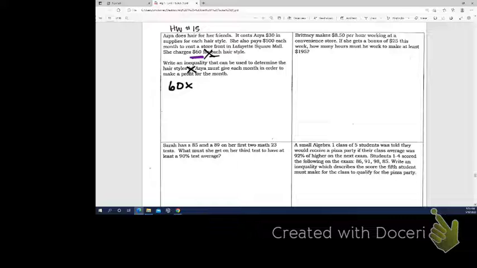That's her income. For her to be making a profit, that needs to be greater than or equal to her expenses. Well, her expenses, in this case, are $30 for each hairstyle, so that gets an X, and $500. Now, that's for every month, but we're just saying how many does she need to do in a month, so we don't need to add an M to that or something. We can't solve if we had too many variables.